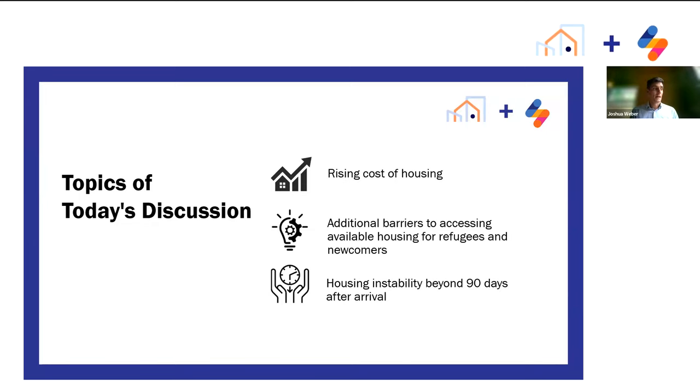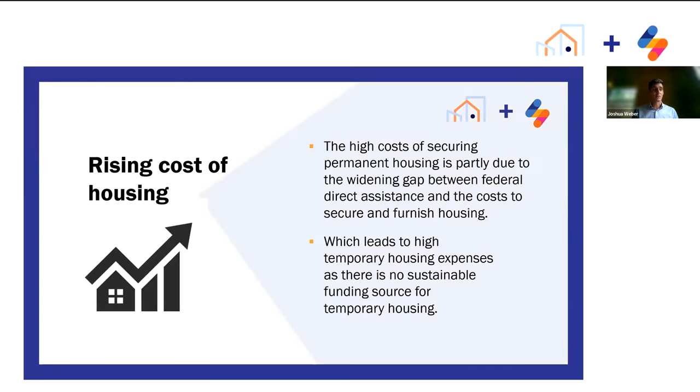Okay. Then focusing specifically on the rising cost of housing, the high cost of securing permanent housing is partly due to the widening gap between federal direct assistance and the cost to secure and furnish housing, which leads to high temporary housing expenses as there are no sustainable funding sources for temporary housing.